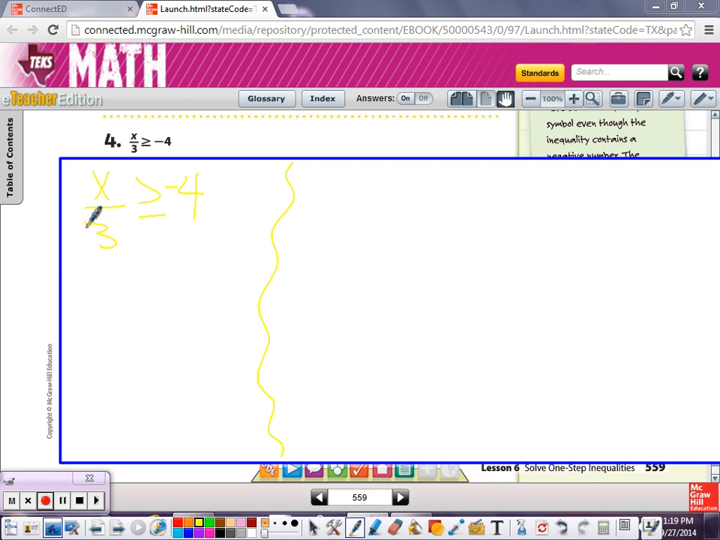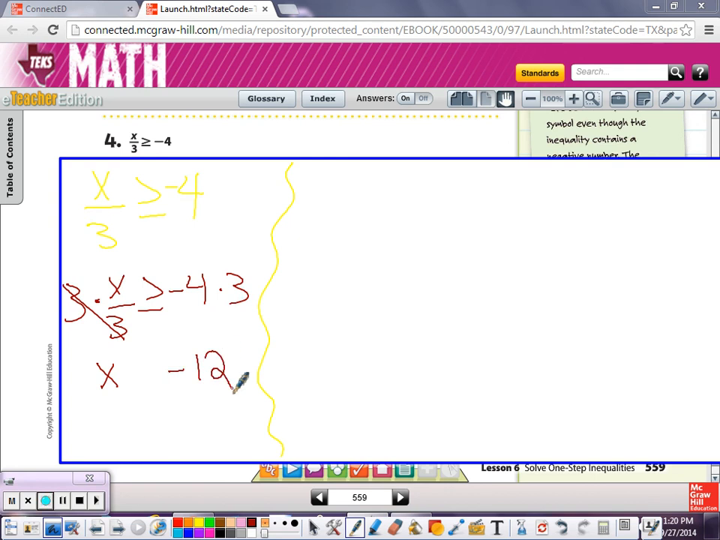It's being divided by 3. What's the opposite of dividing by 3? Multiplying by 3. So I'll multiply this side by 3, and I'll multiply the other side by 3. Multiplying something times a number and then dividing it by that same number cancels out, and you're left with whatever you had to begin with. In this case, that's x. I have a negative times a positive, so that's going to be a negative answer. 4 times 3 is 12.